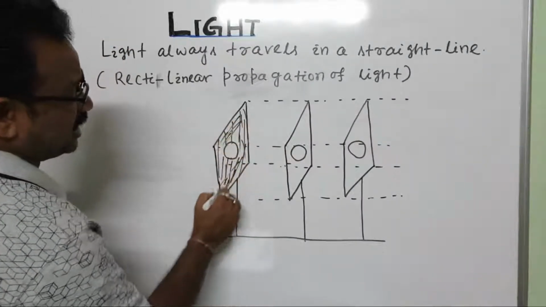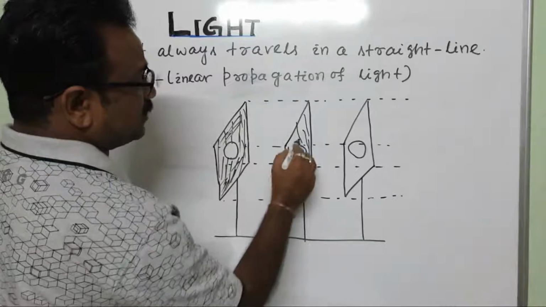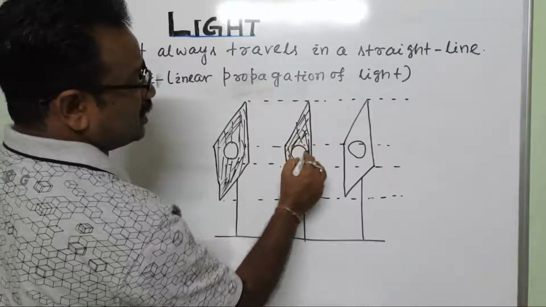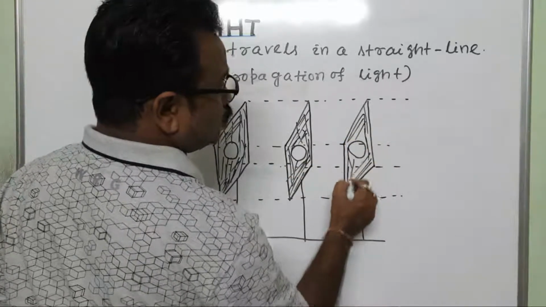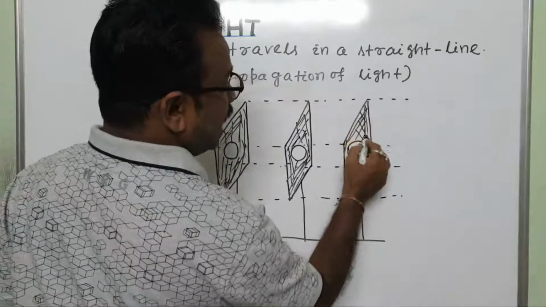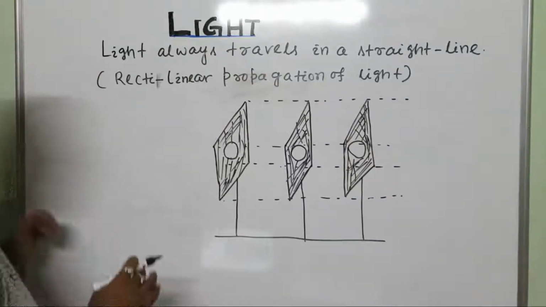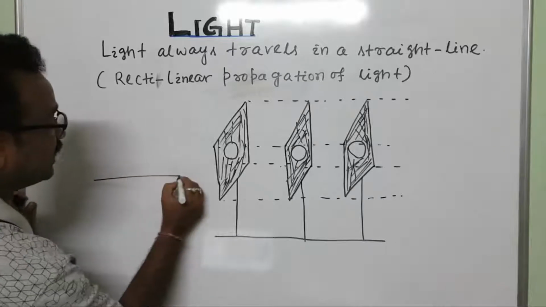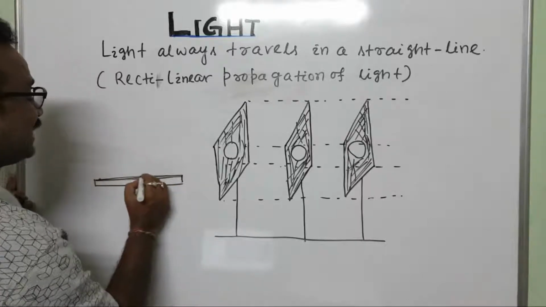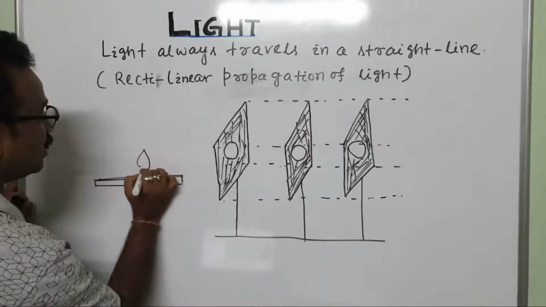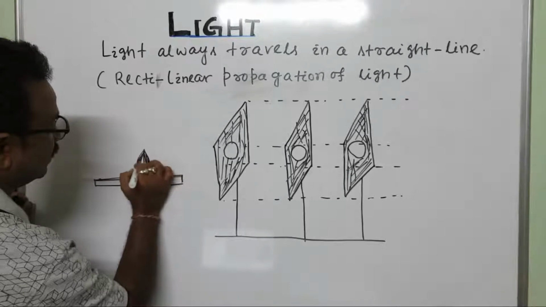So now the cardboard experiment. Here we have taken three cardboards. In the central part of each cardboard we have made holes. The rest is opaque, and light cannot pass through this opaque part. In the center, the holes are open, so light can pass. Now here one table is there, and here we'll put one candle.